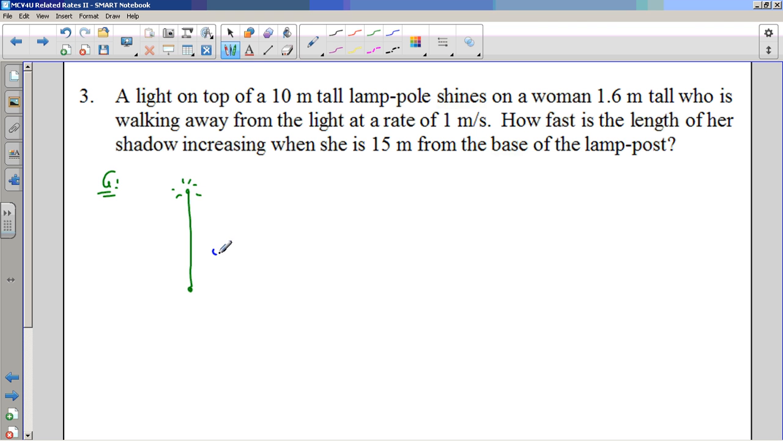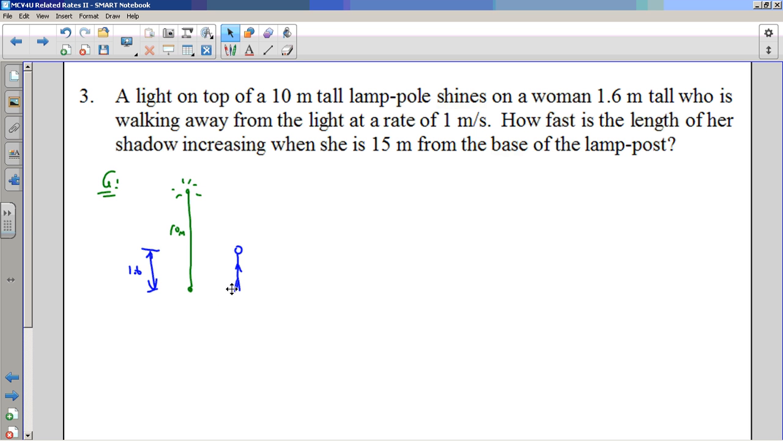So let's see, there she is. Okay, she's 1.6 meters tall. 1.6 meters. This is 10 meters. And the idea is she walks away. So she starts here and she's walking away like this, and away from the light at a rate of 1 meter per second. So this is 1 meter per second. By the way, good luck putting that into your notes. See, this is smart board magic at its finest.